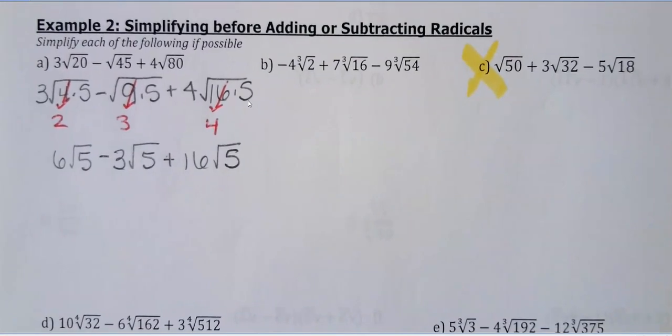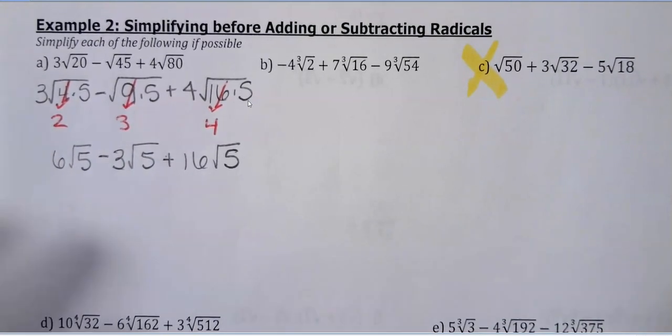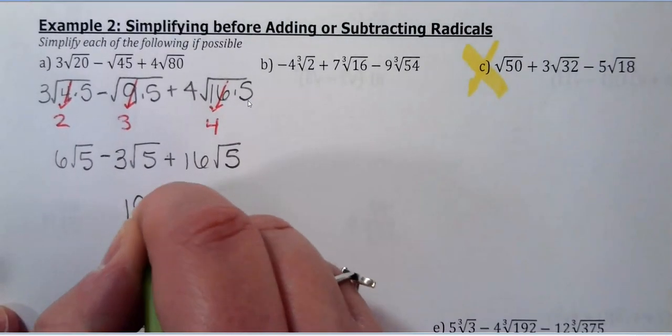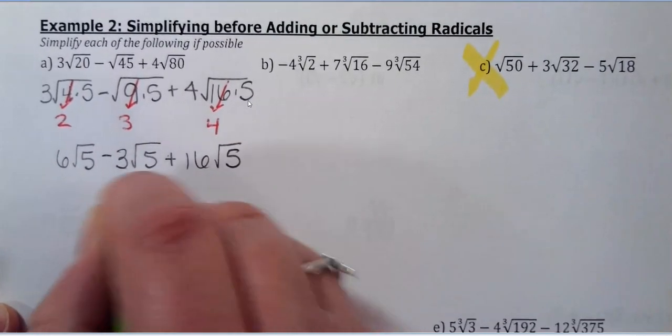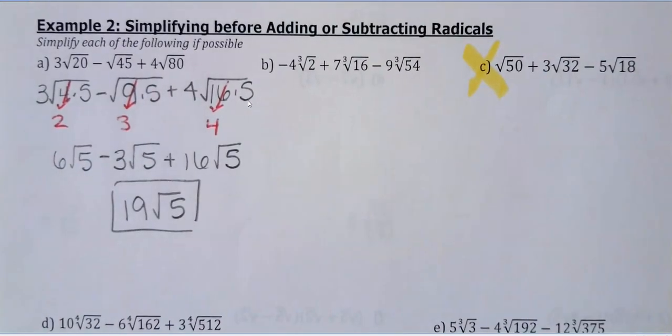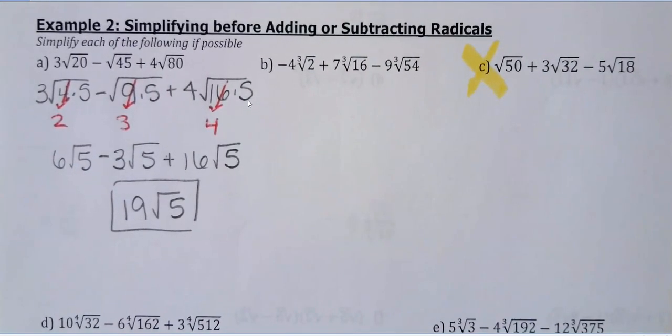Now if I look at the problem, root 5, root 5, root 5, all 3 terms, so they are like radicals. All you have to do, don't change what's under the square root at all when you're adding or subtracting. I'm just literally doing 6 minus 3 plus 16. Add the numbers in front. This would be 19 roots of 5 as my answer. So you might need to break down a little bit the radical to be able to do the question.